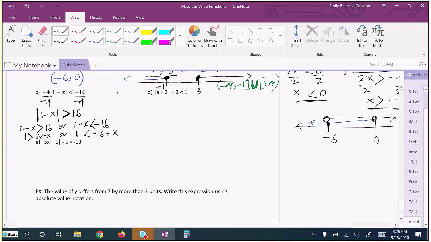Because I want to have the numbers on the same side of the equation, I am going to now subtract 16 for the first inequality. So I will get 1 minus 16 is greater than x, or for the second inequality, adding 16 on both sides, 1 plus 16 is less than x. So you get negative 15 is greater than x, or 17 is less than x. And then you know we're going to do the number line.